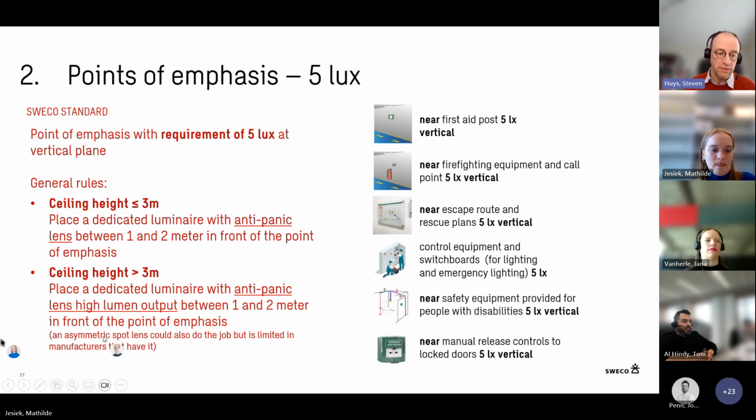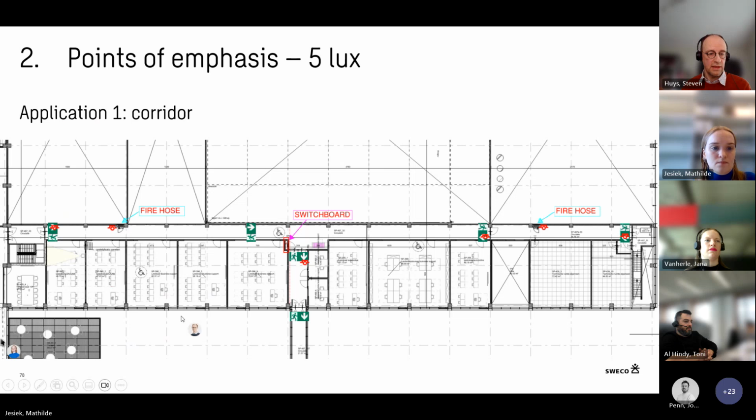And certain manufacturers have a spot lens. For example, I think Zumtobel have it, but I think not everyone has that spot lens. So we think it's better to apply the anti-panic lens with a higher lumen output. Then more manufacturers can apply this. Okay, then again to those same applications, you then identify the points of emphasis.